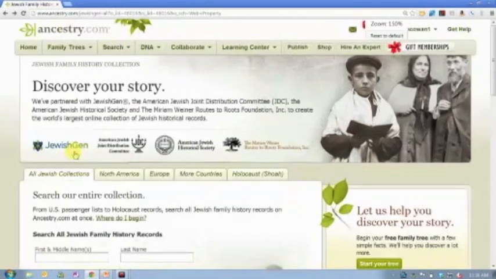So Ancestry.com has a lot of partners that we have worked with to put records online. JewishGen is probably the largest collection of records we have available online. And because JewishGen is a free service, a lot of the work done on the records available from them has been done by volunteers.